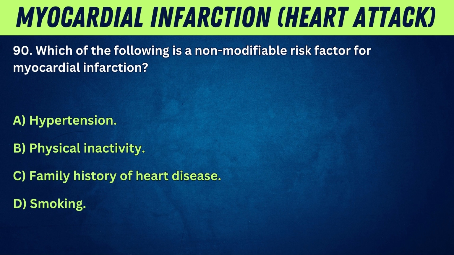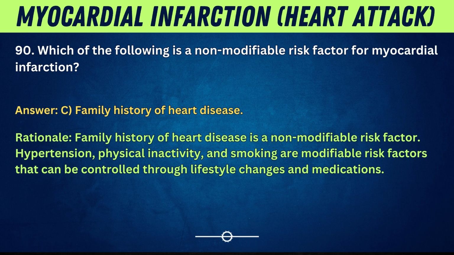90. Which of the following is a non-modifiable risk factor for myocardial infarction? A. Hypertension. B. Physical inactivity. C. Family history of heart disease. D. Smoking. Answer: C. Family history of heart disease. Rationale: family history of heart disease is a non-modifiable risk factor. Hypertension, physical inactivity, and smoking are modifiable risk factors that can be controlled through lifestyle changes and medications.